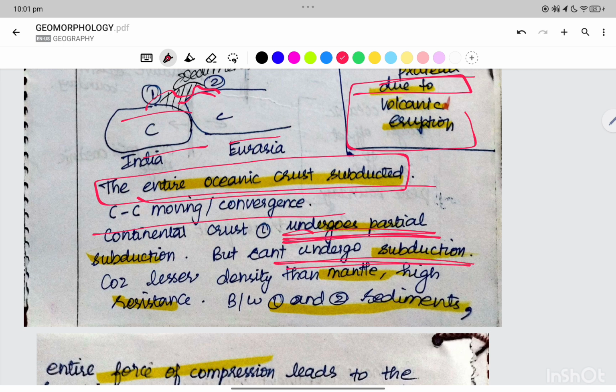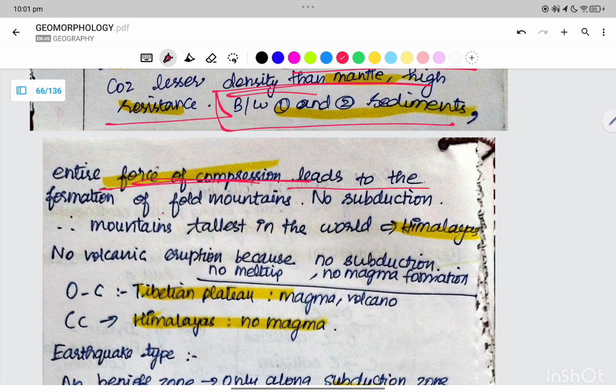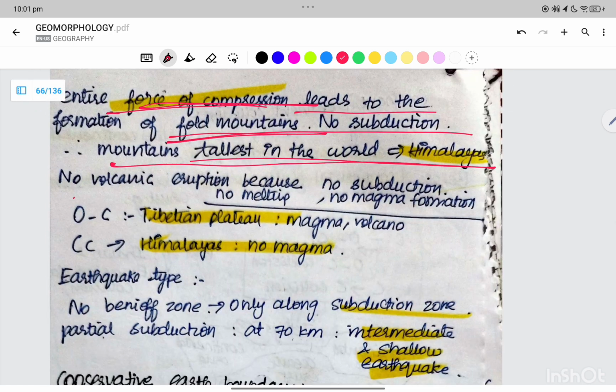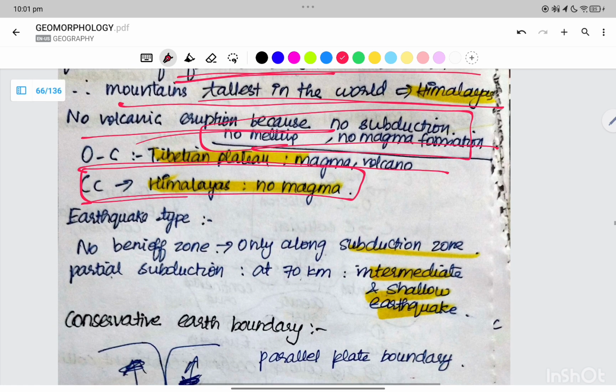Continent converging is a partial subduction. It cannot undergo complete subduction because it is lesser in density than the mantle. It cannot subside. It has high resistance. Between the two, the sediment's entire force of compression leads to the formation of fold mountains. There's no subduction. The mountains are very tall. Example is Himalayas. No volcanic eruption because there is no subduction, no melting, no magma. Ocean-continent has magma, but continent-continent has no magma. Ocean-continent has led to the Tibetan plateau. Continent-continent is Himalayas.